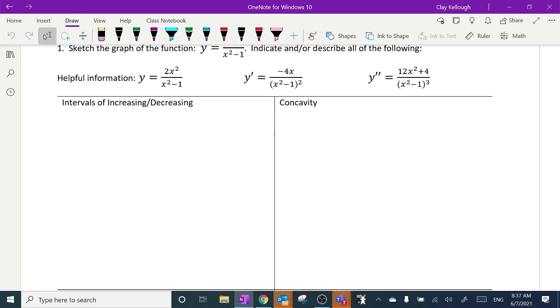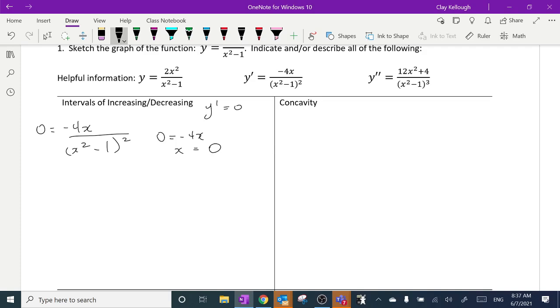Okay, so first of all, where is it increasing or decreasing? So you find that out by taking the first derivative and setting it to 0. So 0 is equal to negative 4x all over x squared minus 1 all squared. And of course, what am I looking for? I'm looking for the critical values, right? So multiply both sides of the equation by x squared minus 1 squared, and I get 0 equals negative 4x. So x equals 0 is one critical value, okay?